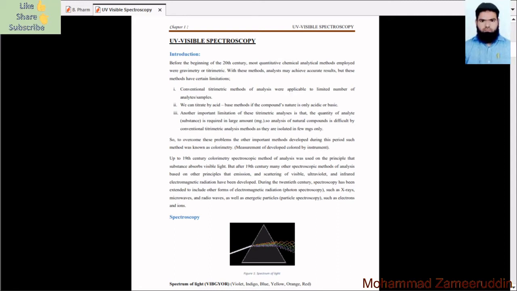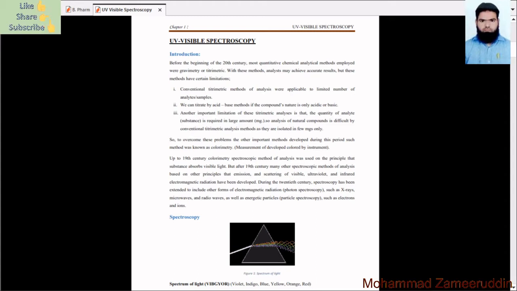The second limitation: we can titrate by acid base methods only. If the compound is acidic or basic, then we can titrate it easily. But if the compound is not acidic or not basic, or some neutral compound is there, then it is very difficult to analyze by this method.